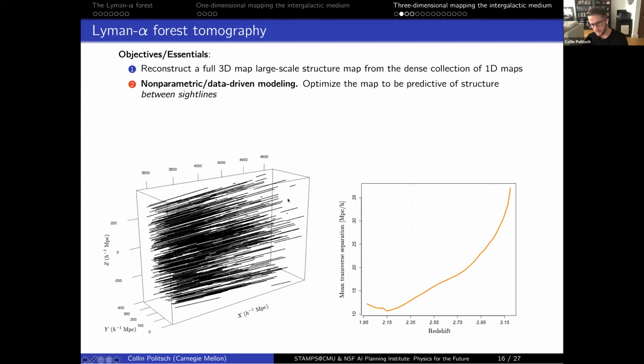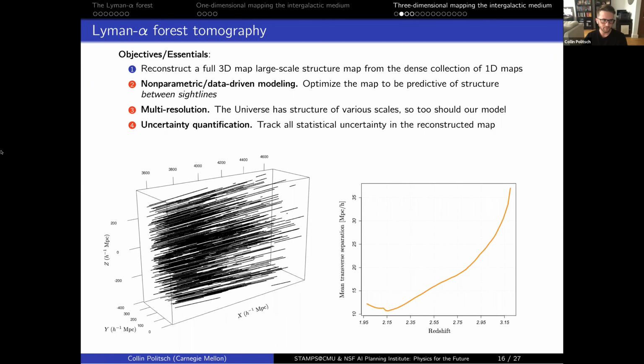And so I'll give you a hint, foreshadowing here. What we're going to be doing is holding out sightlines later on when we're optimizing the map and seeing how well we predict the structure on those held out sightlines. Okay, so objective 3 here is that we allow our spatial model to be multi-resolution. And the thinking here is basically that the universe has various scales of structure, and so too should our statistical spatial model that we use to model it.